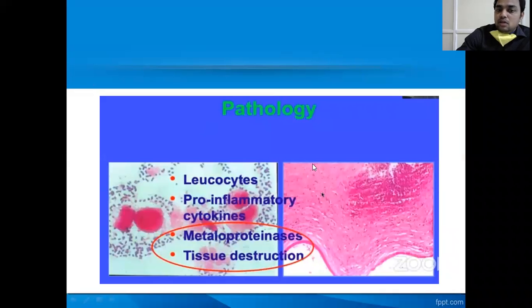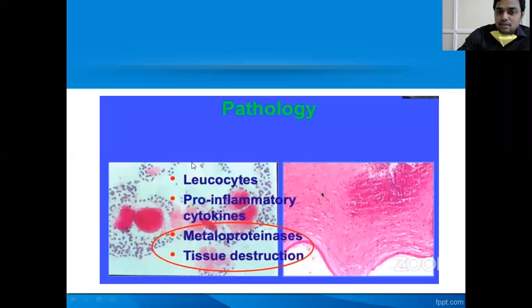So in the pathology, the inflammatory cells like leukocytes, pro-inflammatory cytokines, and metalloproteinases are released as a host defense mechanism. These are released, and this leads to tissue destruction. There's a fight between the pathogen and the inflammatory cells, at the cost of damage to the corneal transparency.